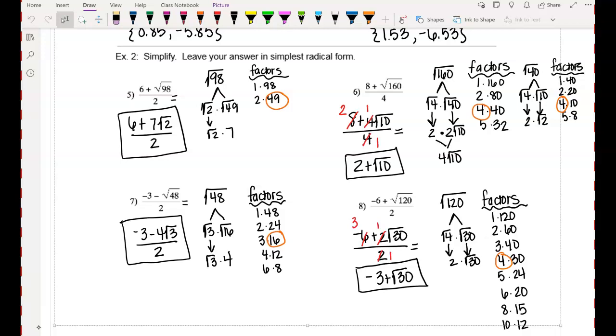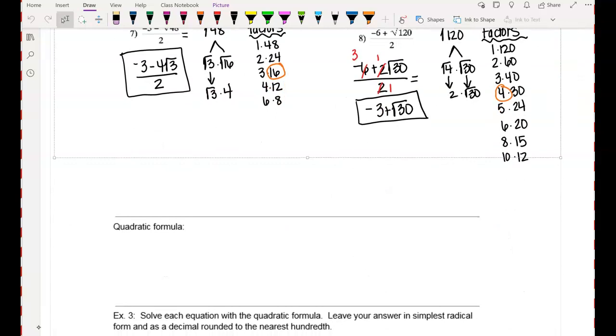And then on your homework, it's going to ask you, I believe, to leave your answers in both fraction and decimal form.